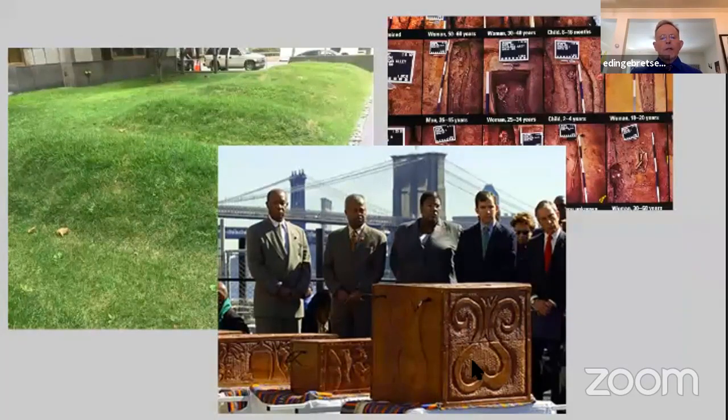So if you go downtown to the business district and see the monument here, you'll see these, along with the actual monument of the African Burial Ground, where they have reburied 419 persons in these seven coffins.